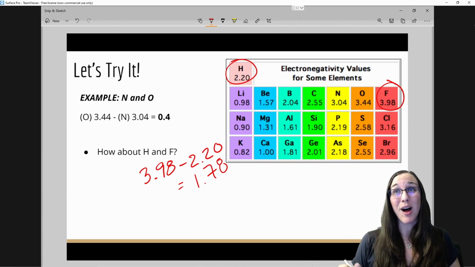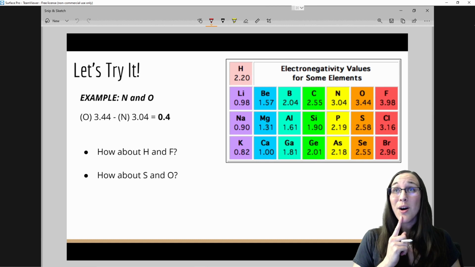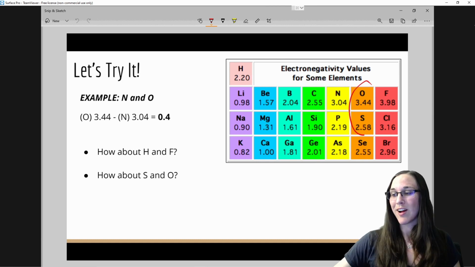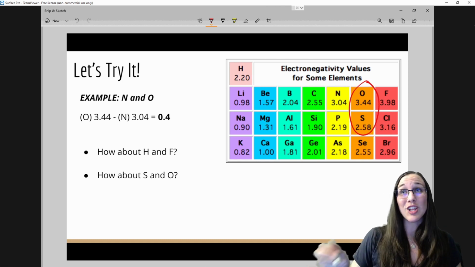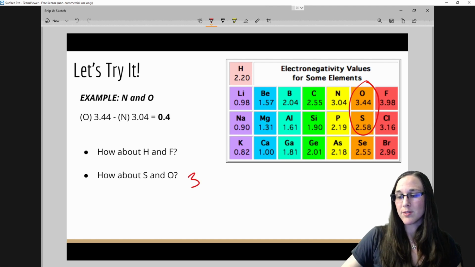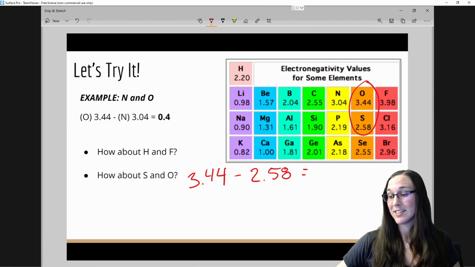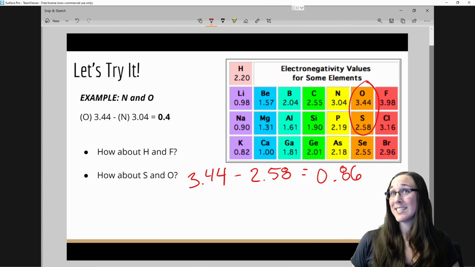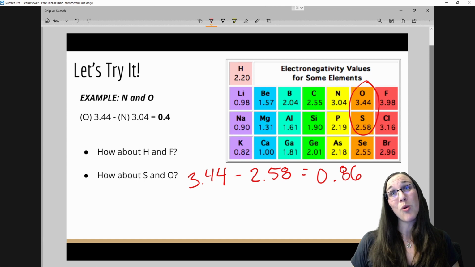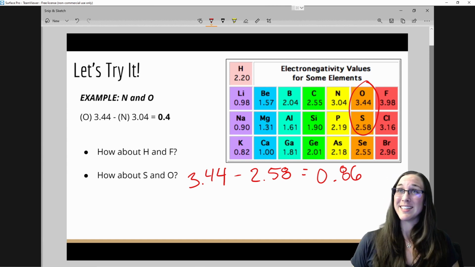How about S and O? Well, S and O are conveniently right next to each other, and we're going to take the larger number minus the smaller, so that's 3.44 for O, minus 2.58 for S, and that gives us 0.86. 0.86 is still larger than 0.5, so we would assume that this is more on the side of polar covalent, even though it's pretty close to the nonpolar range.